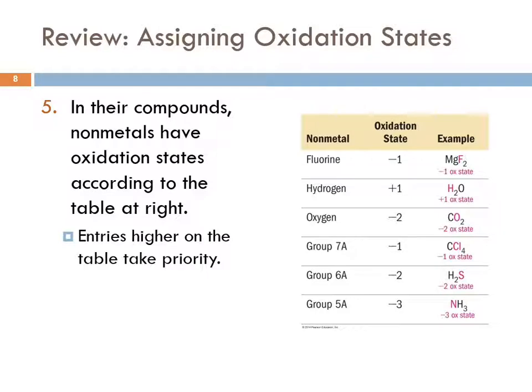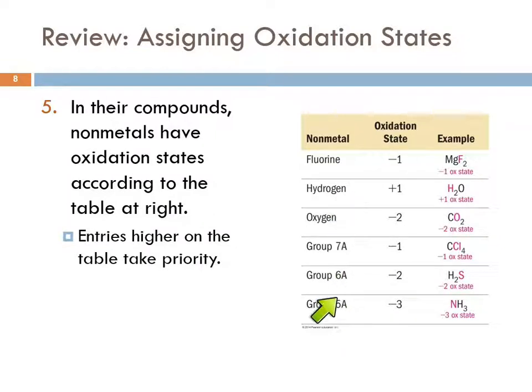And then the nonmetals. And these are the ones that are a little bit squirrely. So in their compounds, nonmetals have oxidation states according to the table at the right. So it goes in this order: fluorine, hydrogen, oxygen, then group 7A, 6A, and 5A. So fluorine is going to be -1, pretty much always. Hydrogen's going to be +1. Oxygen's going to be -2. And then group 7A, the other guys get to be -1, -2, -3.